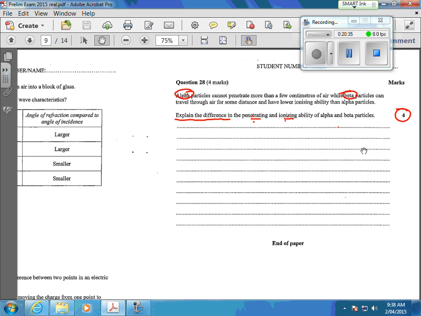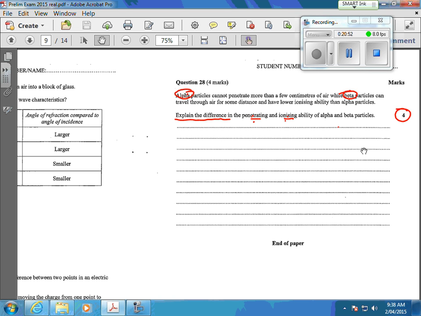Well, if you do actually say what they are, you get it wrong. You're going to penalise yourself. You're not going to get marks. So if you describe the beta particle as a helium nucleus, you've got them the wrong way around, and they're going to go, this person's confused, no marks.